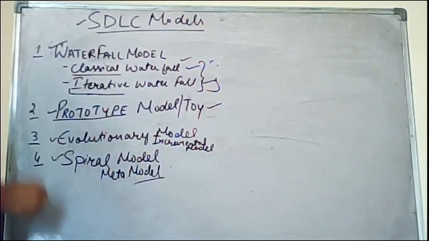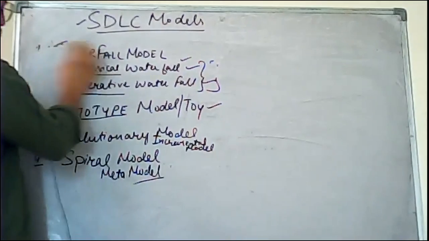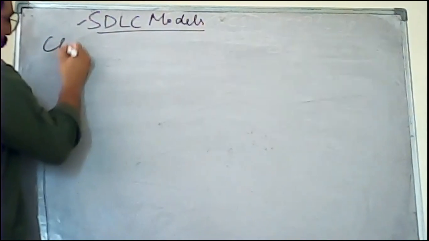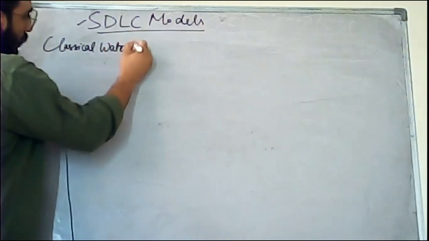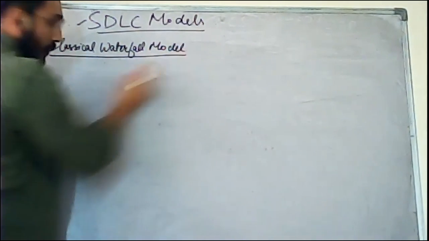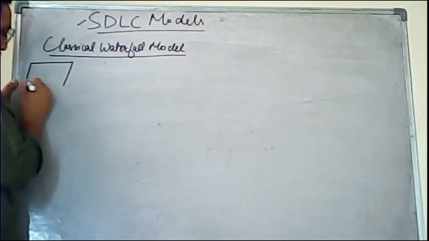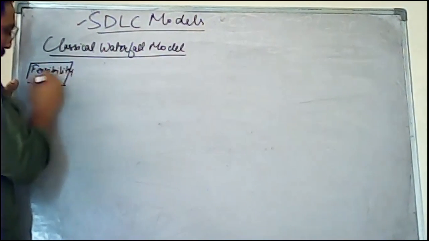Okay, we will draw the diagram of all models. First of all, we will go for the classical waterfall model. How does it look, what are the phases in your SDLC model? First is your classical waterfall model. In this, the first phase is your feasibility study.